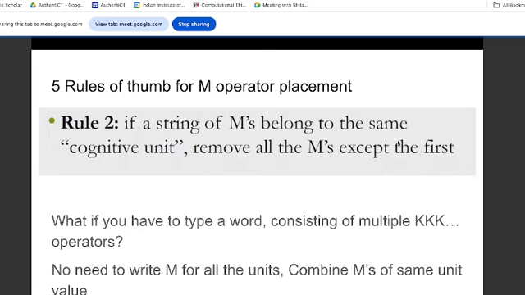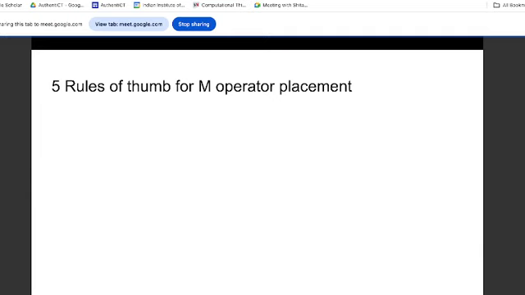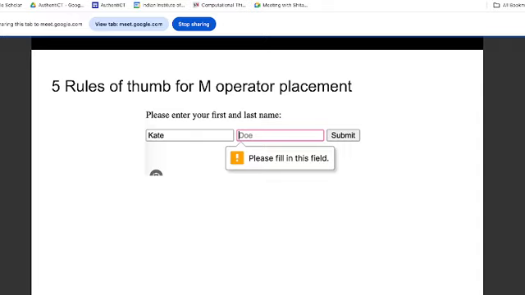So rule number 2 talks about this cognitive unit. Cognitive unit is when multiple times you are performing the same or similar action again and again. So you are not putting a lot of thought in each time you are clicking or pressing a key. So that's why M can be written as a representative initially only. The rest you can avoid. Then the third rule now.